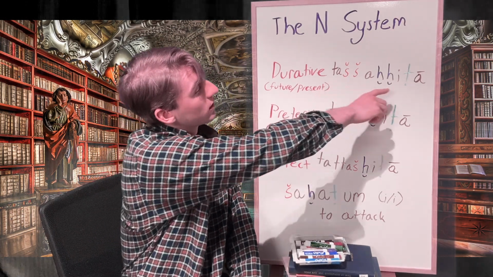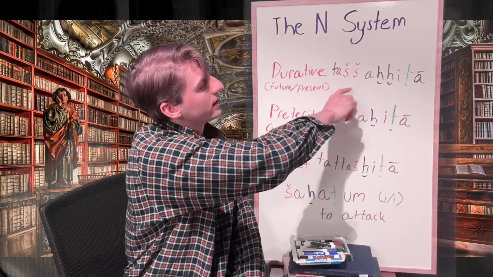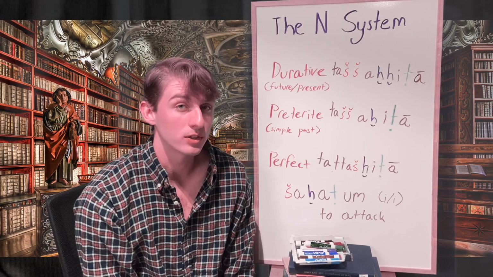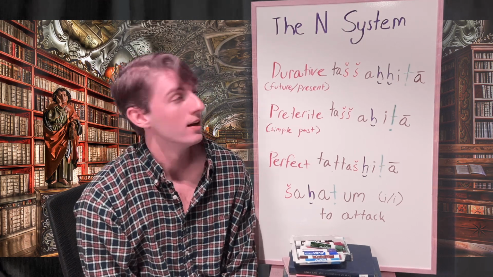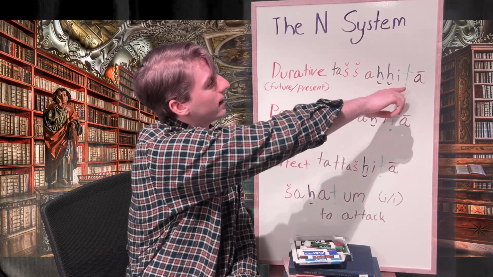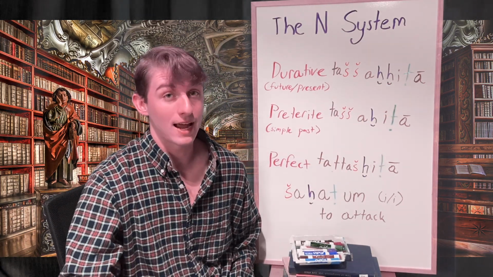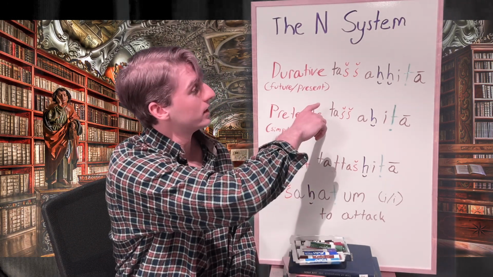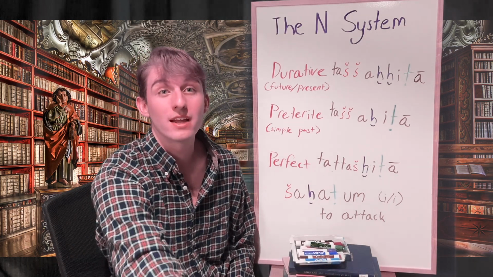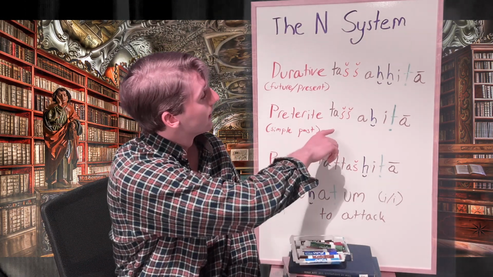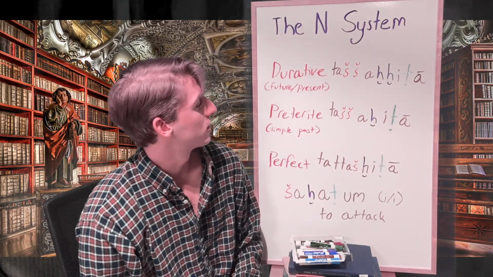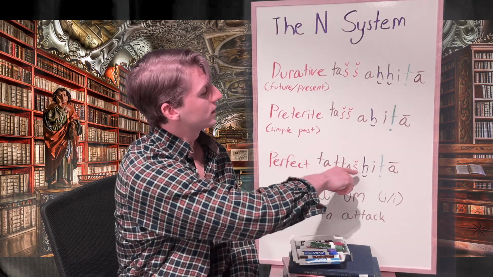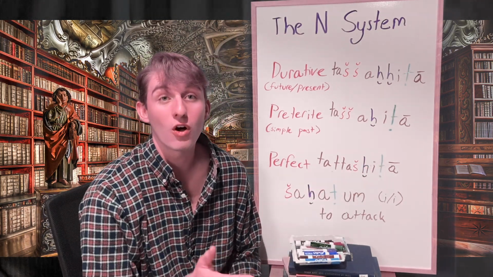You'll also notice that I've changed our subject because I've added a ta prefix and a long a suffix, meaning that our subject is going to be second person common plural, or y'all. So we would translate tashahita as y'all will be attacked, or y'all are attacked. And again, this is just that passive meaning where y'all, our subject, is not performing the action of attacking, but instead receiving the action. Our preterite, tashahita, is going to be translated as y'all were attacked, and our perfect, tatashita, is going to be translated as y'all have been attacked.